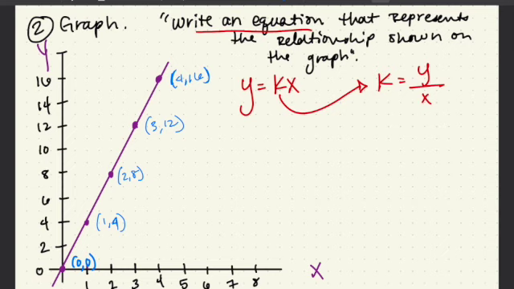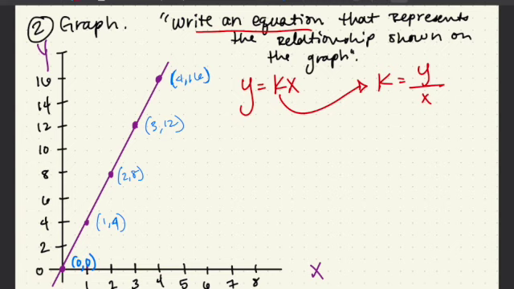Okay? Now, I'm just going to pick one at random. I'm going to pick the point, how about, I'm gonna pick 3 and 12 here.